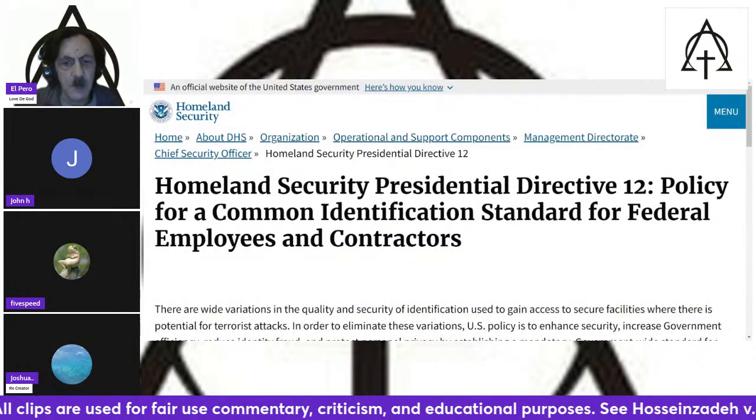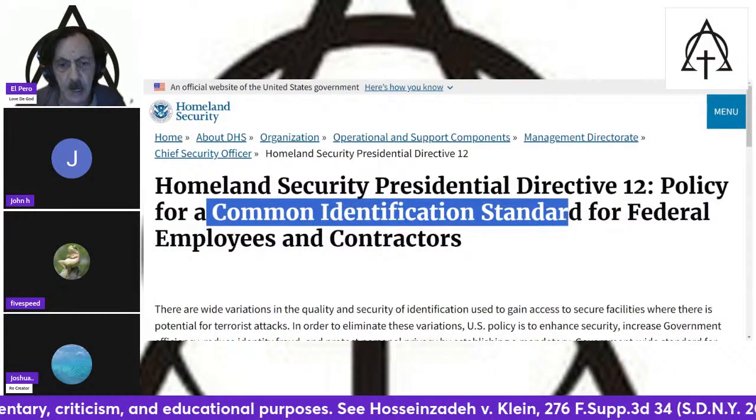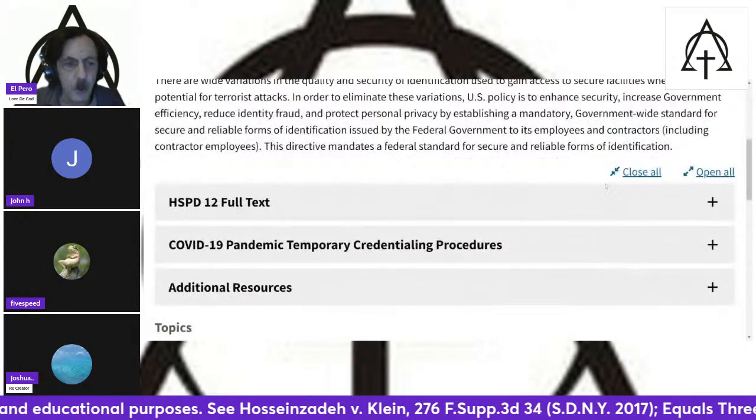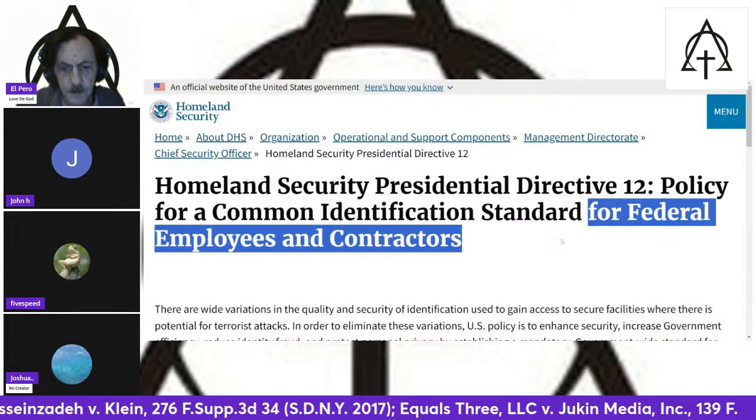Homeland Security Presidential Directive 12, Policy for a Common Identification Standard for Federal Employees and Contractors. No one else.